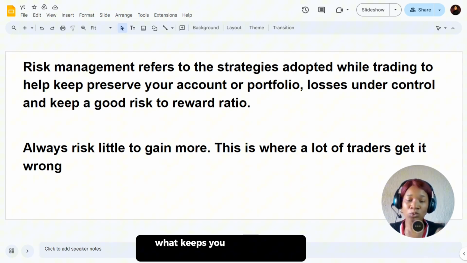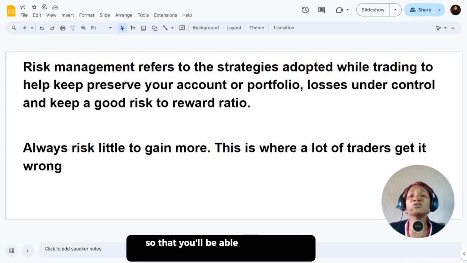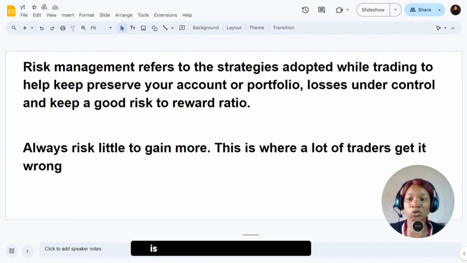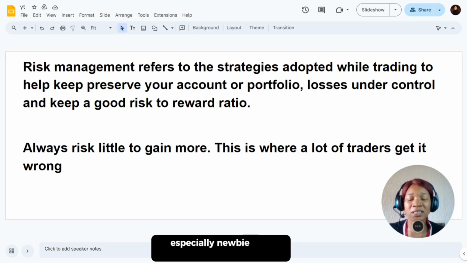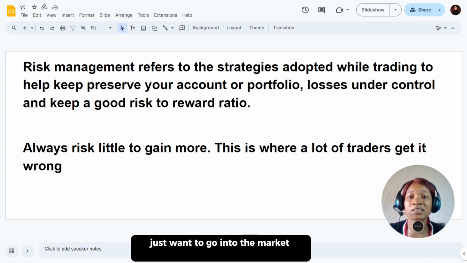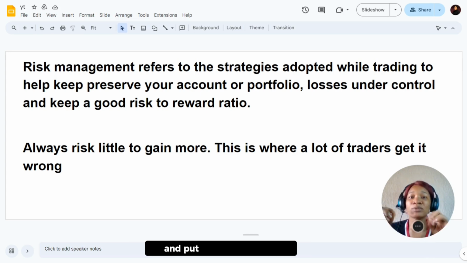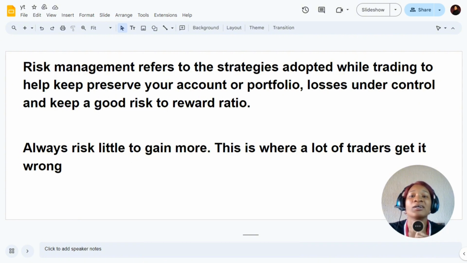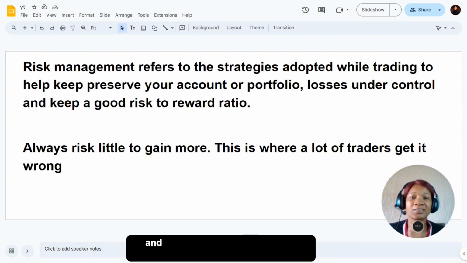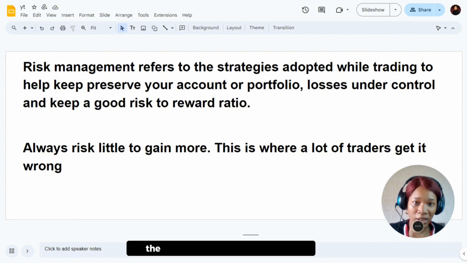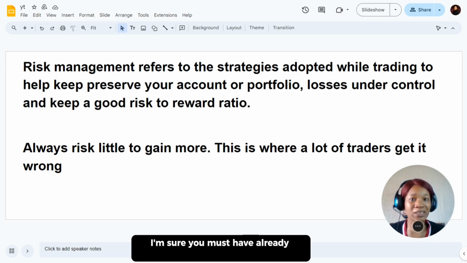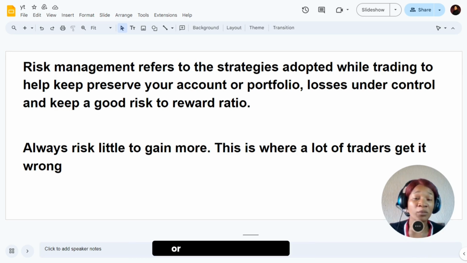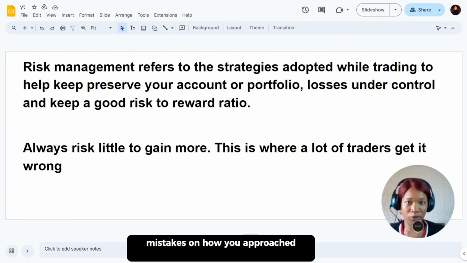What keeps you longer in the market so that you'll be able to enjoy the good days is your risk management. All right, but the thing is, a lot of traders, especially newbie and intermediate traders, just want to go into the market aggressively and put out every bit of their portfolio, and if the trade doesn't go in their favor, they end up blowing the account. So if this is you, I'm sure you must have already started seeing where you may be making mistakes in how you approach the market.